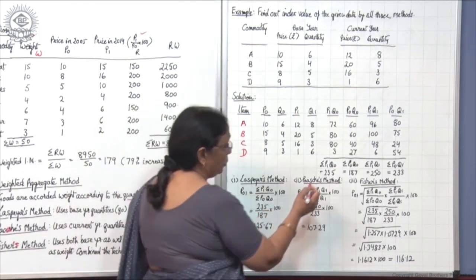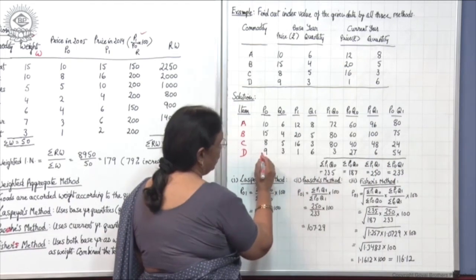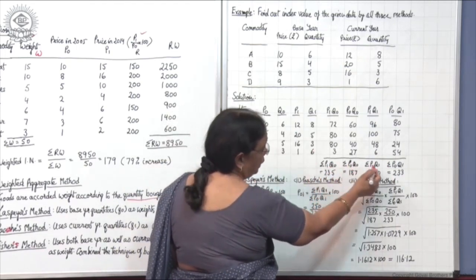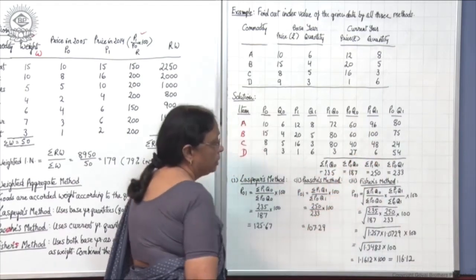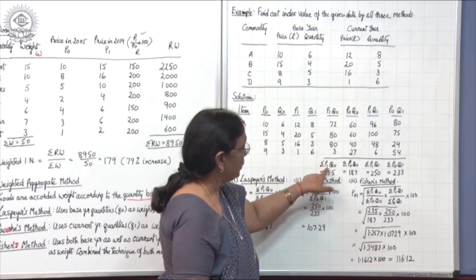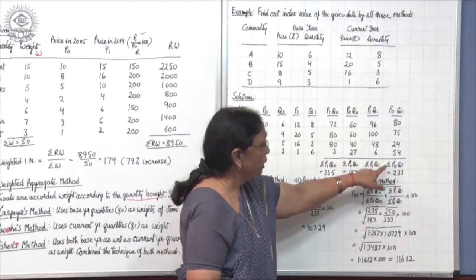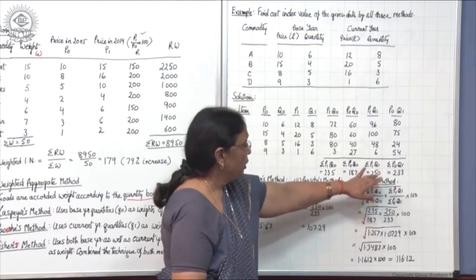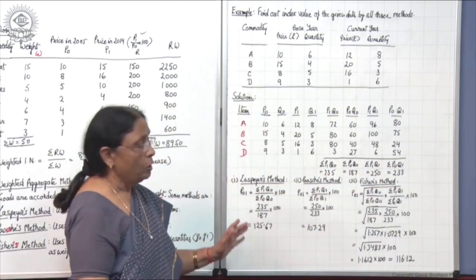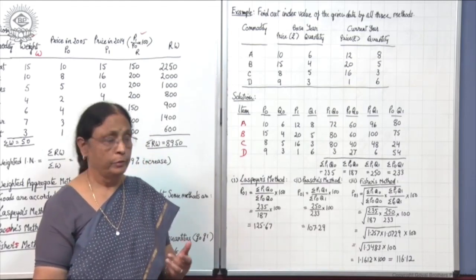Now next, do the total of these columns. You do not need the total of these columns, you need the total of these columns. Do the total of sigma P, you will get sigma P1 Q0, sigma P0 Q0, sigma P1 Q1 and sigma P0 Q1. Do the total of each column. Now we will apply the formula, all the 3 formulas.